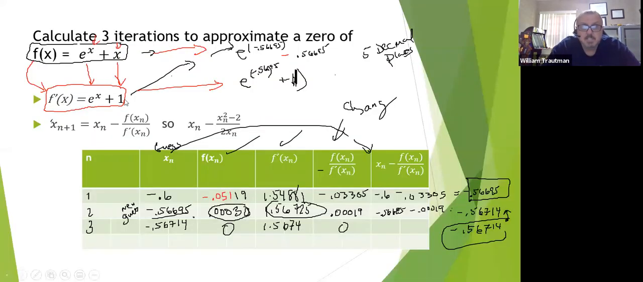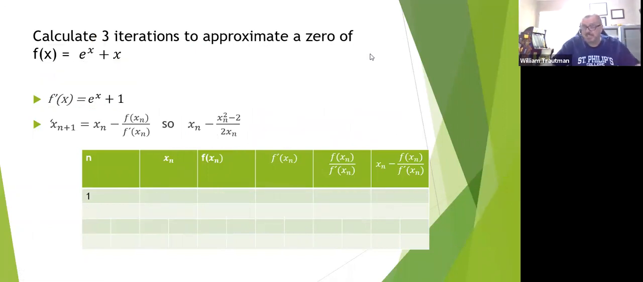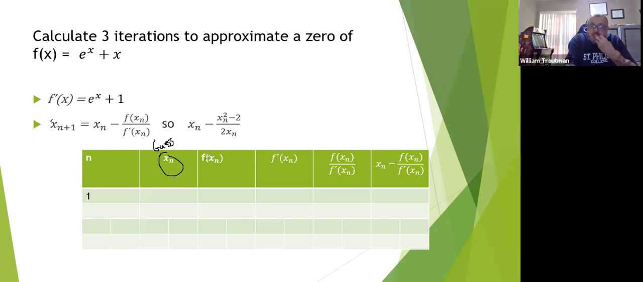Any questions on that? I mean, it's just pretty much plug and play here. You're just plugging things in. It tells you the steps. The hardest part people always forget is, what is x of n? Well, at first, it's a good guess. You want to get an approximation to the 0 as close as you can.